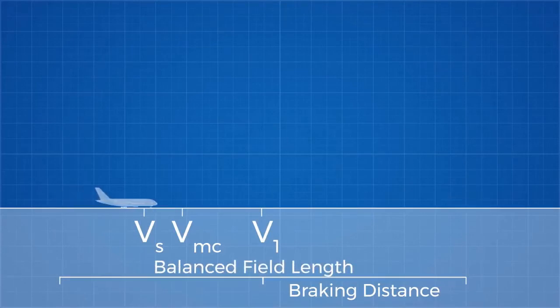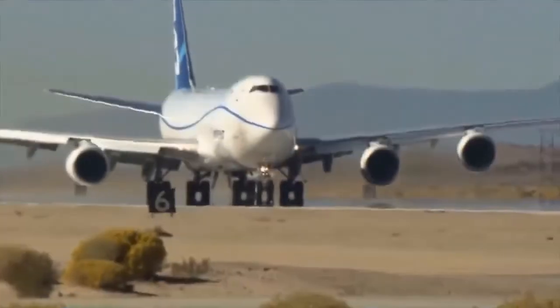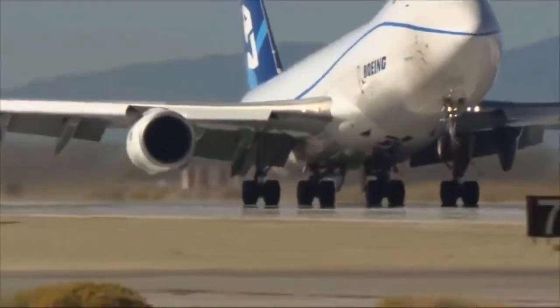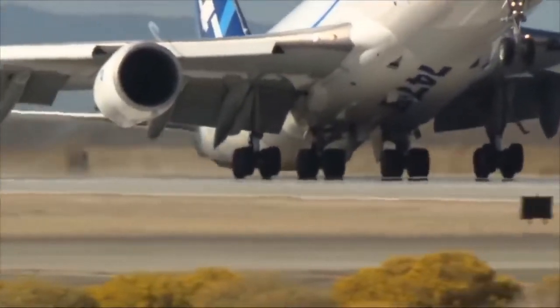The fourth critical speed is VR, or the rotation speed. This is the point the plane can begin to lift its nose and begin its ascent. The next speed, which results in some of the coolest testing videos, is the minimum unstick speed. This is the speed the plane can take off at its maximum pitch, which is actually the point where the tail skid hits the ground. This is a video of a test pilot testing that speed.